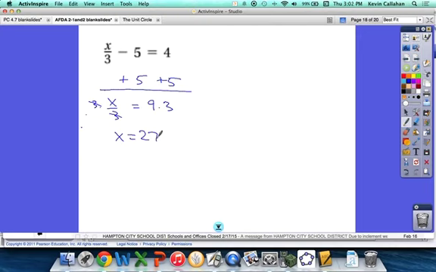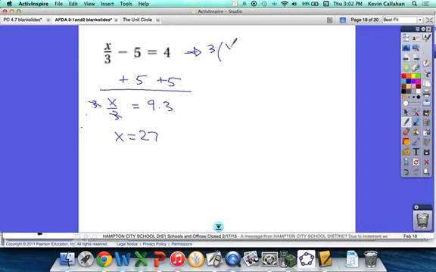Now, sometimes what I see is that students who are not really very good at solving equations will instead try to multiply times 3 first. You can do that. There's nothing wrong with multiplying times 3 first, as long as you do it correctly, right? And when you multiply both sides times 3, it should look like this.